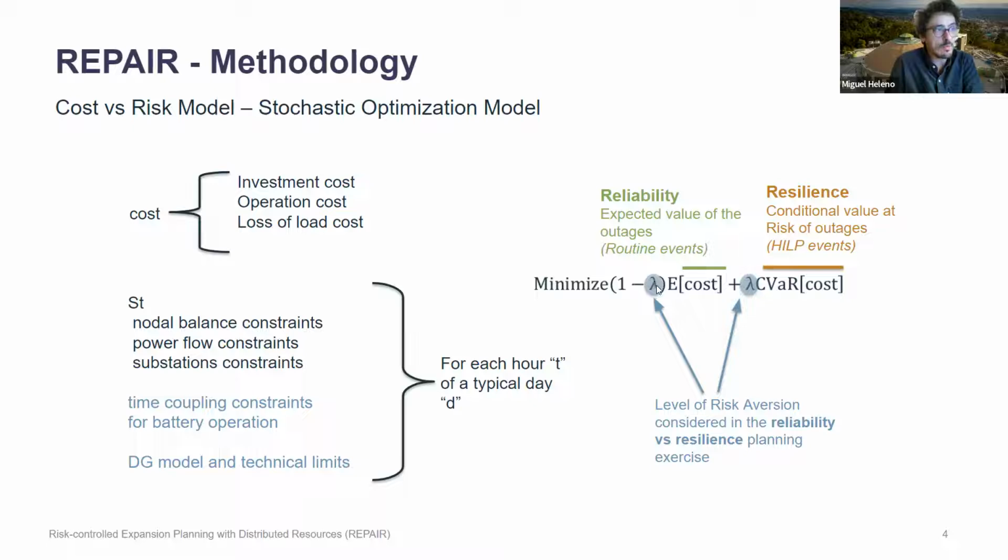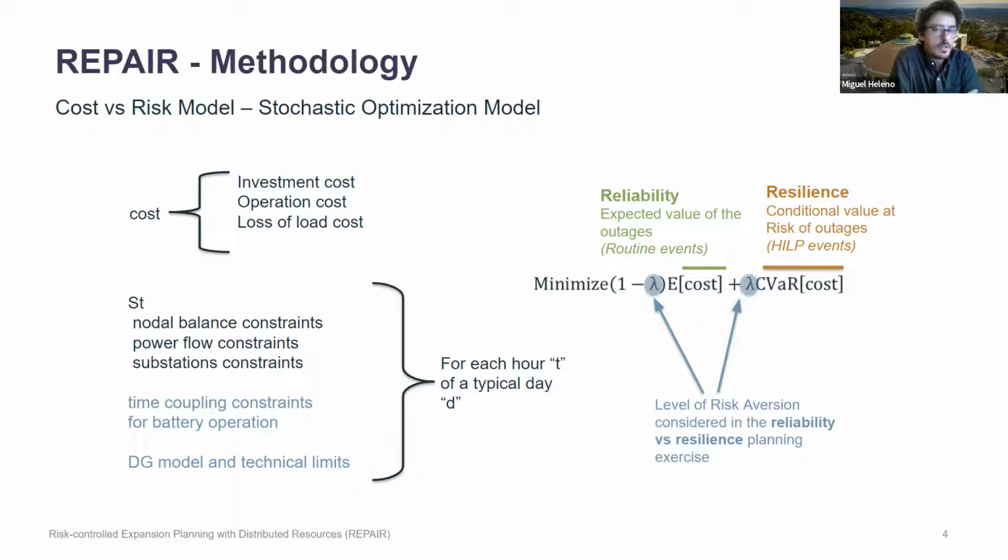As we increase lambda, we start caring more about the CVaR, so the risk, the tail of the distribution. So when we increase this lambda, we'll care more about the tail of the value of loss of load. And so we construct this objective function, and then we submit it to any optimization planning program, to the basically operational constraints.